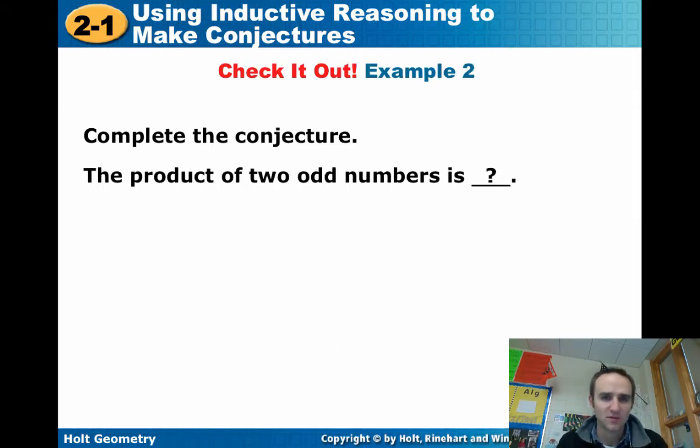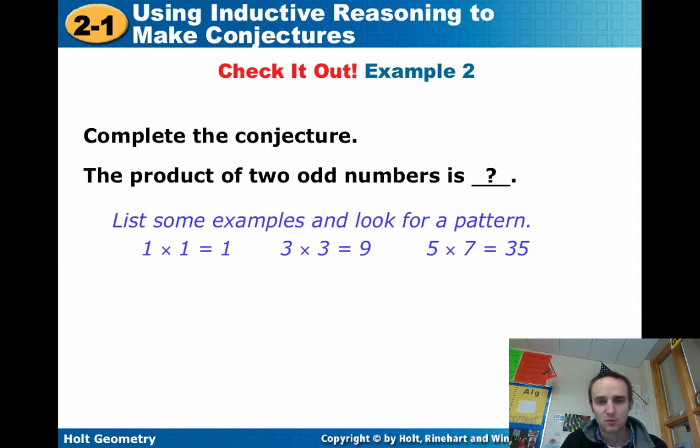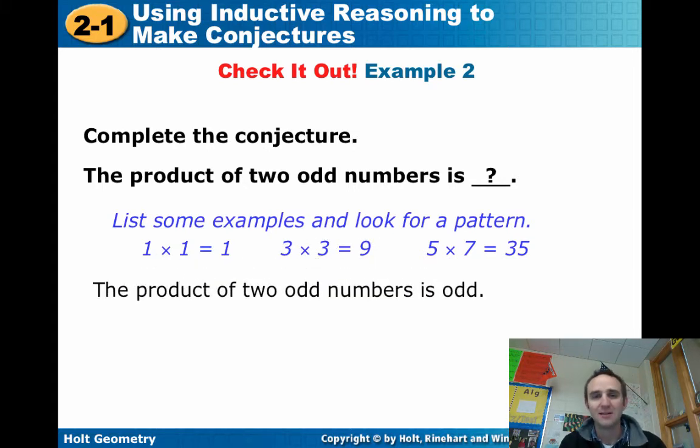The next one, product of two odd numbers. Why don't you try it out? Okay, pause it, multiply a couple odd numbers together, see what the pattern is, see what it always equals. Come on back, see if you got it right. Okay, so when we look at this, if we try some examples, 1 times 1, 3 times 3, 5 times 7, all those answers have something in common. They're all odd. So that's our conjecture. The product of two odd numbers is odd.